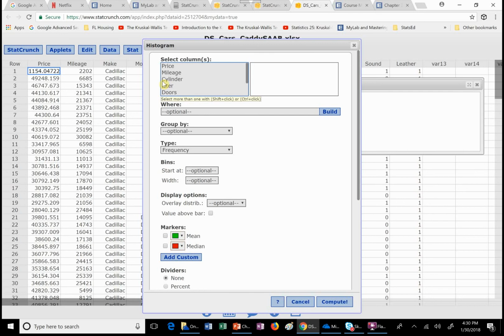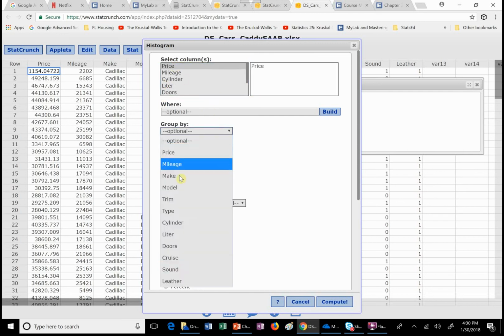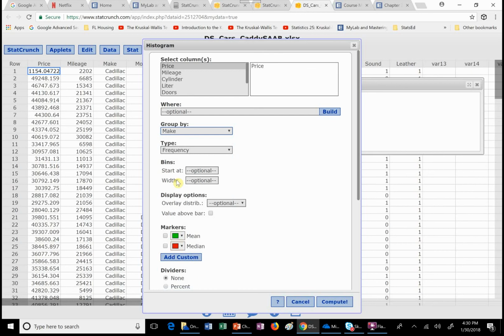Okay? So we'll choose price. Group by make. I'm going to do relative frequency just like before. And the really cool thing about relative frequency, in addition to the fact that it lets us do a lot of things, is that it also lets us compare the two distributions if they have really unequal sample sizes. When you're looking at the relative frequency, they're on the same scale, the same y scale. Okay, I'm going to choose the mean and the median.